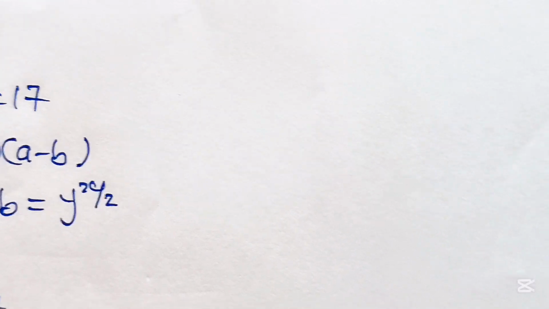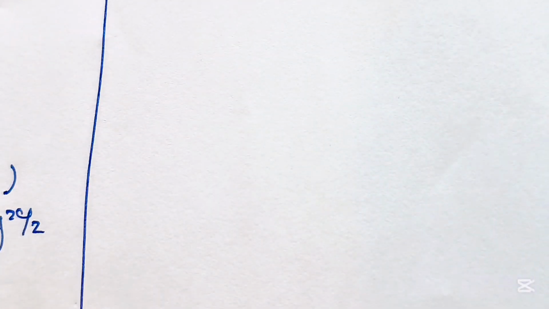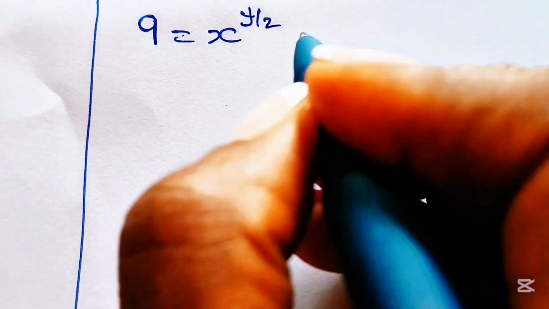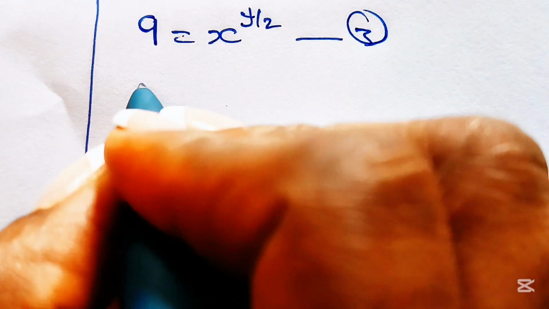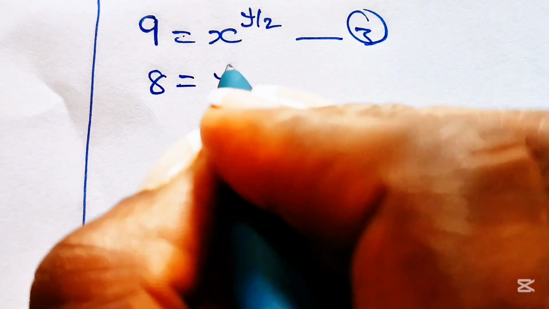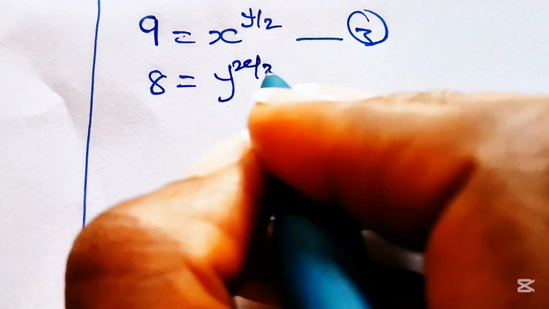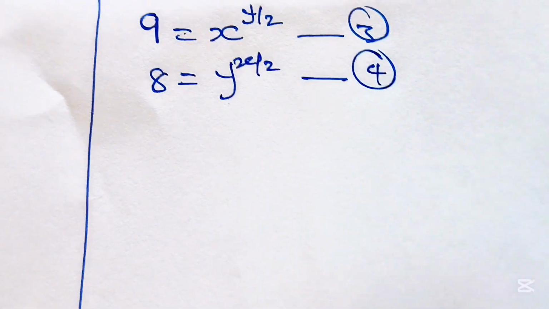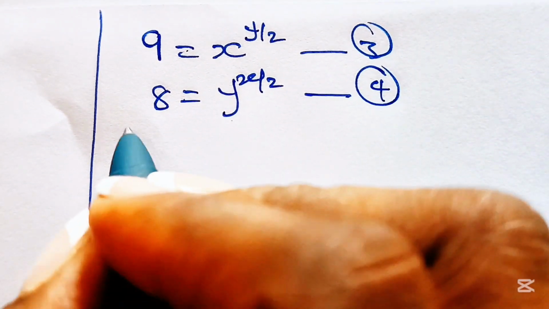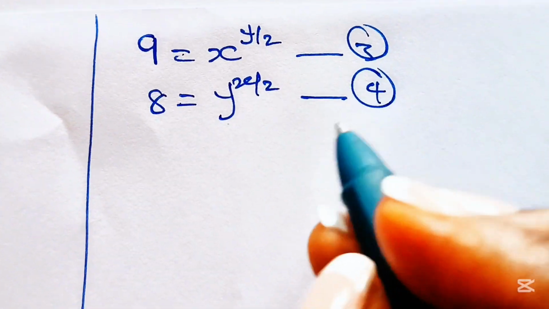Now permit me to draw this line. Okay. So this is what we have. Equation 3 says that 9 is equal to x to the power of y over 2, and equation 4 says that 8 is equal to y to the power of x over 2. Now, let's square both sides of equation 3, okay?